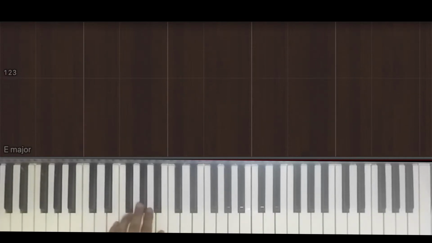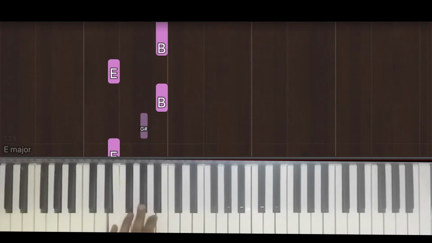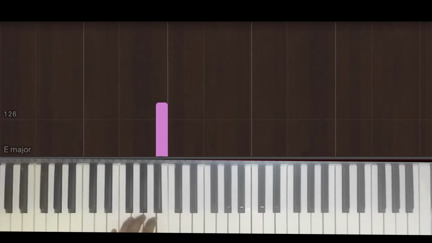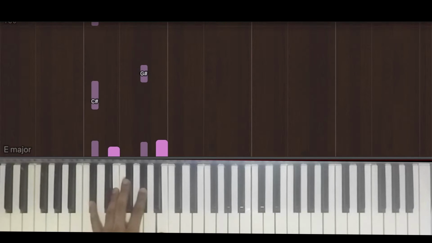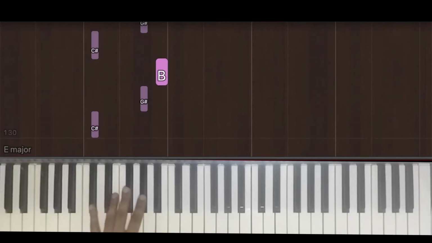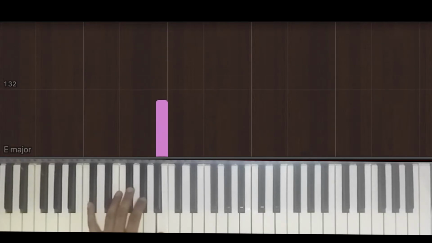So we're first playing a simple E major broken chord. 1 and 2 and 3 and 4 and. Okay, then we move on to playing C minor 7. 1, 1 and 2 and 3 and 4.